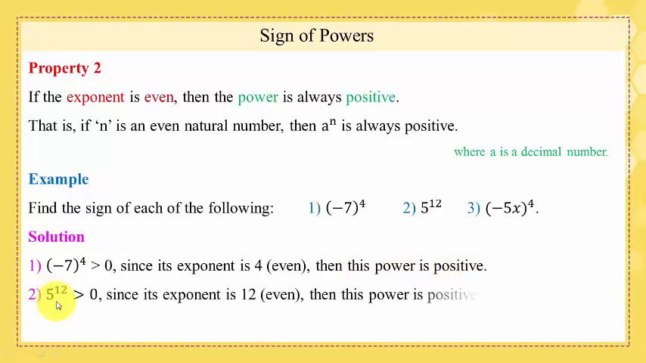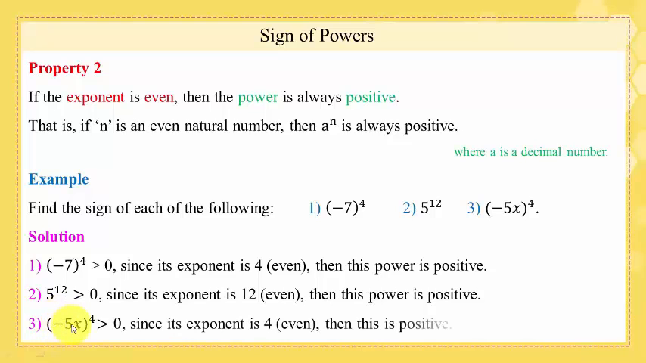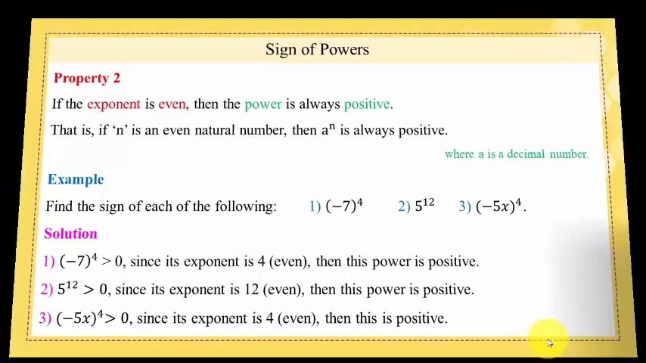The same for 5 exponent 12. The exponent is even, so this power is greater than 0, or positive. The same for minus 5x exponent 4. The exponent is even, so this power is positive, whatever the sign of x.